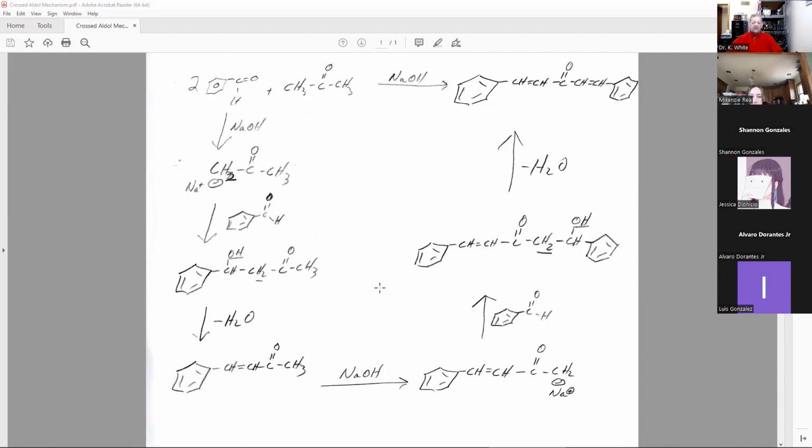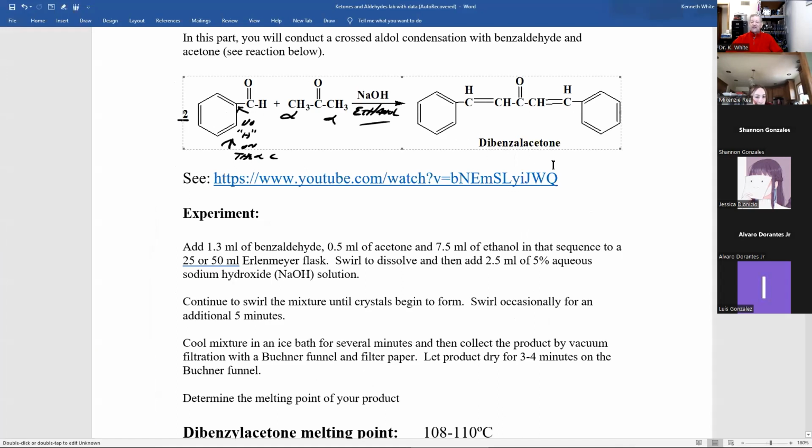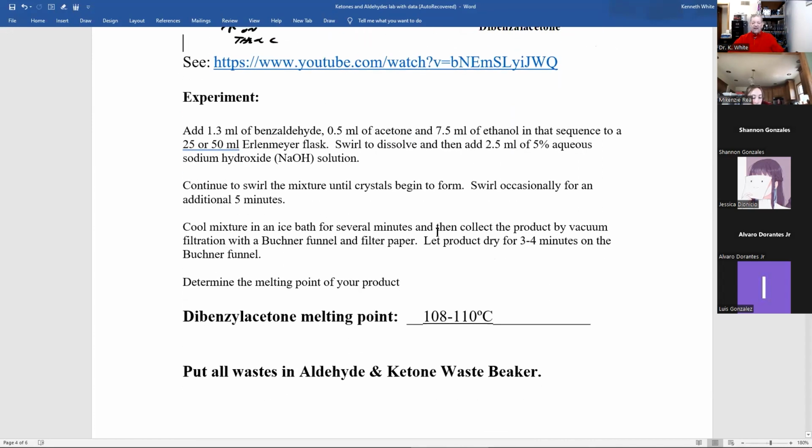Now, an interesting thing about dibenzyl acetone: if you look at this, it is a nice bright yellow compound. Why is that? Well, when you have a lot of double bonds conjugated, it absorbs certain frequencies of light. In this case, with dibenzyl acetone, if you have white light, like in my room or in the lab, all the colors except yellow are absorbed, and that's why it seems yellow. And I'll talk later on about other dyes.